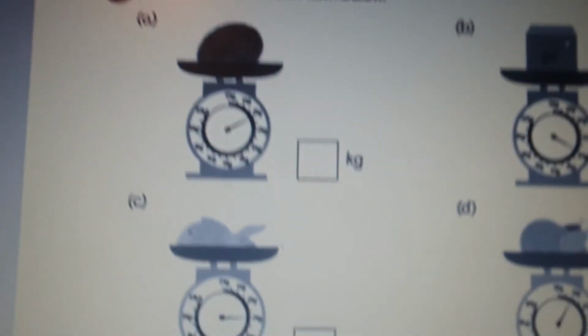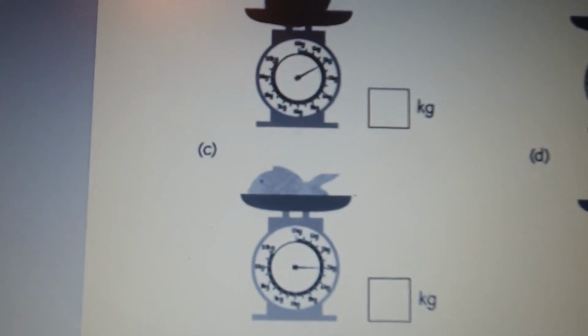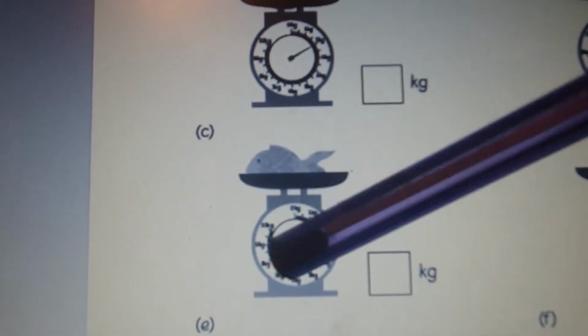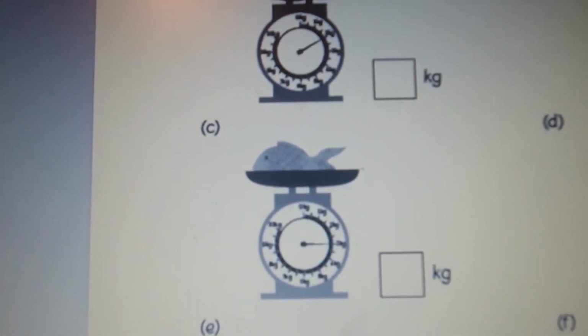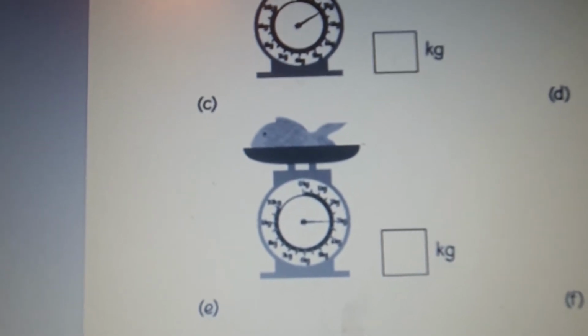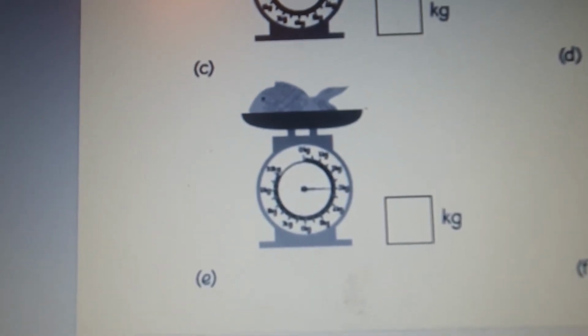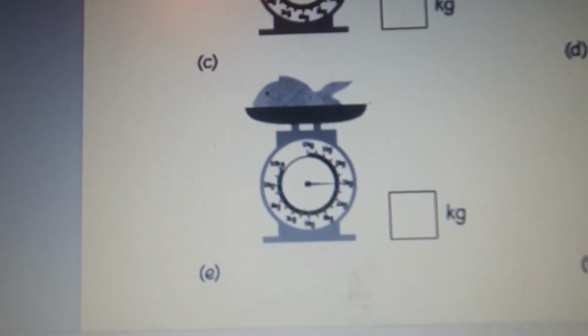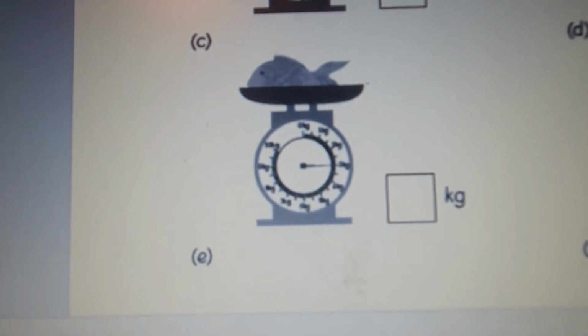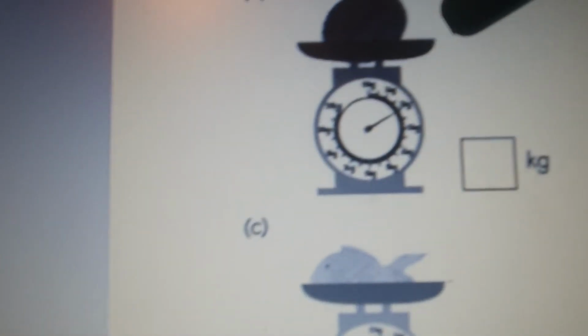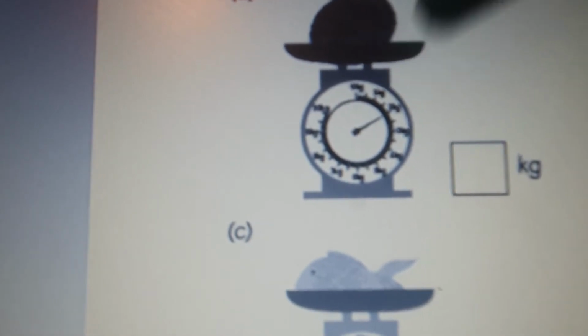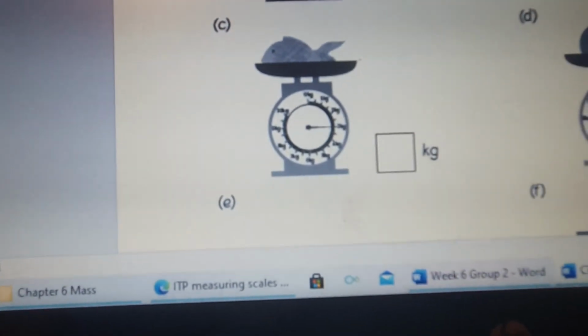Okay, so it's a little bit fuzzy, but it says find the mass of each item. So there is an item on each scale. And we can see we've got 0, 1, 2. So what would that be? You probably can't see it there, but that would be 2 kilograms. So you just need to put how much it is.